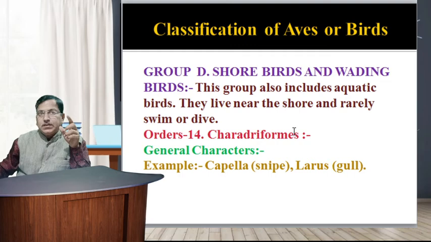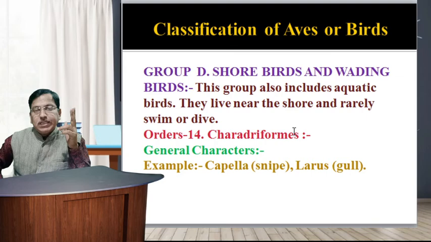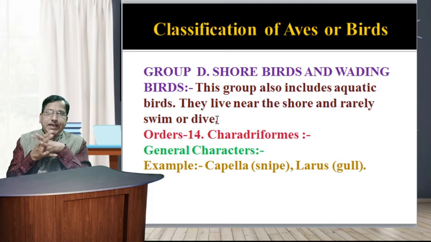Next group is group D, shore birds and wading birds. This group also includes aquatic birds. They live near the shore and rarely swim or dive.